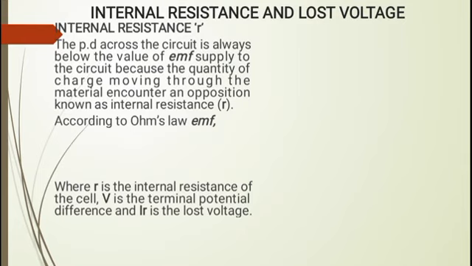It is always discovered that the voltage across the loads is always lesser than the EMF of the circuit, that is the voltage from the source. What is the reason for this? The reason is the opposition encountered by the charges moving through the circuit, or the opposition offered by the material of the cell or battery producing the EMF. This opposition is what we call internal resistance, and it is represented with small letter r.